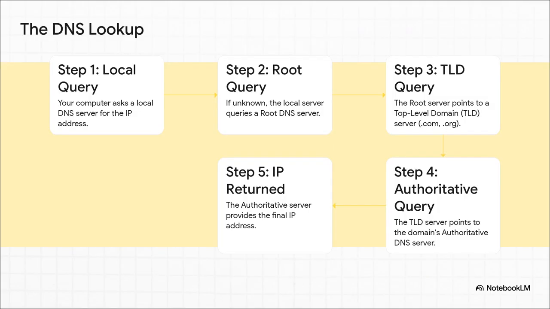Now, this isn't just a simple one-step lookup. It's actually a really clever game of telephone. Your computer asks its local DNS server. If that server doesn't know, it asks a root server way up the chain. The root server says, "I don't know, but you should talk to the server in charge of all the .com addresses." So then you go ask the .com server, and it points you to the final authoritative server that has the exact IP address you need. It's this beautiful cascade that lets us find any address on Earth in milliseconds.